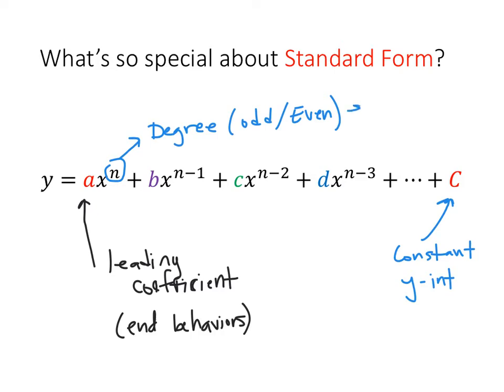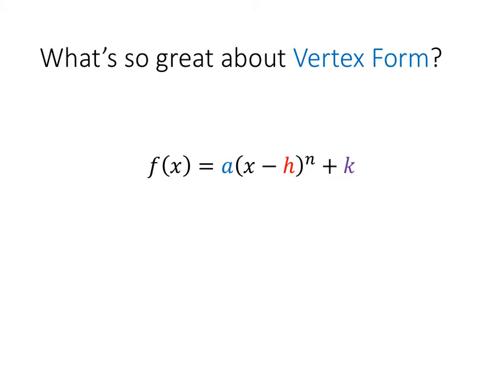Now, as far as degree, this will also tell us our number of x-intercepts, or what we call our zeros. And we'll look at those in just a moment as well. The next thing that we've talked about before is our vertex form. From our vertex form, it tells us the same things as our standard form, just in a little bit different way.